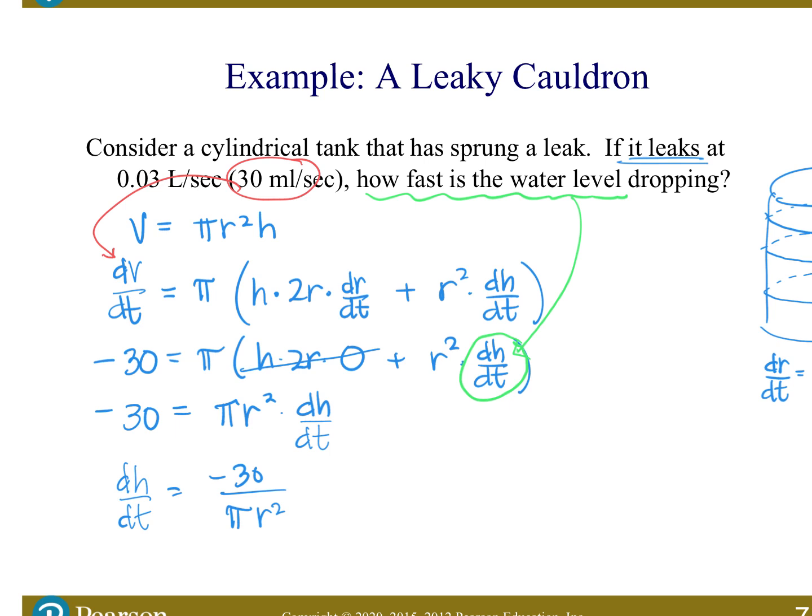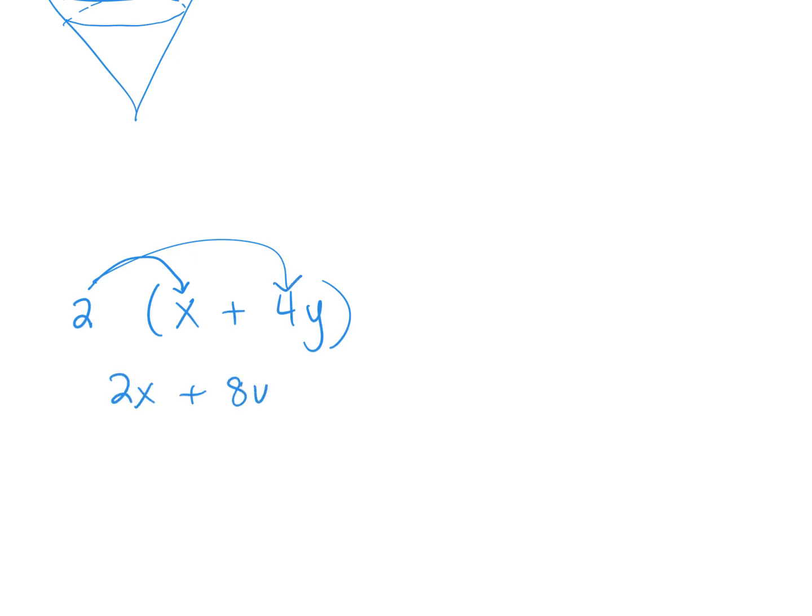Why don't you distribute the pi to the dh dt? Because this is multiplication and this is one quantity, so you only distribute it to the quantity. Let's do basic distributing. Let's say you had 2 times x plus 4y, keep it simple. What do you distribute the 2 to? You distribute it here. You don't distribute it to the 4 and the y. You only distribute it to the 4y as a quantity. So you get 2x plus 8y. That's basic distributing, multiplication.